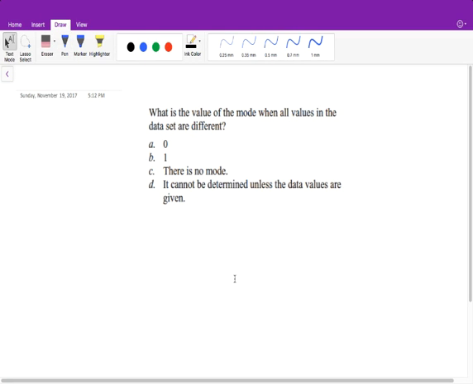All right, what is the value of the mode when all the values in a value set are different? Keyword: different. So that means maybe 2, 3, 4, 5. So none of the values repeat, not even once or twice. So when this happens, someone might be inclined to say that the mode is 0, but that's not true because we can't say 0, because sometimes we will have a 0 in our data set. So when no number repeats, the answer is C, that there is no mode.